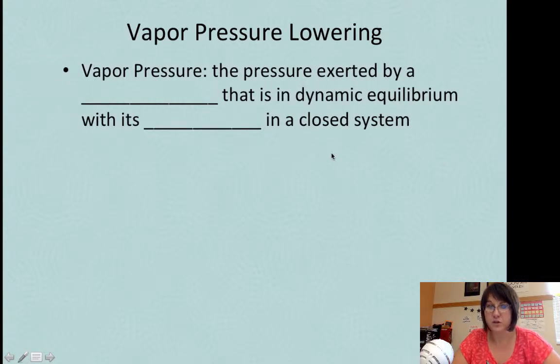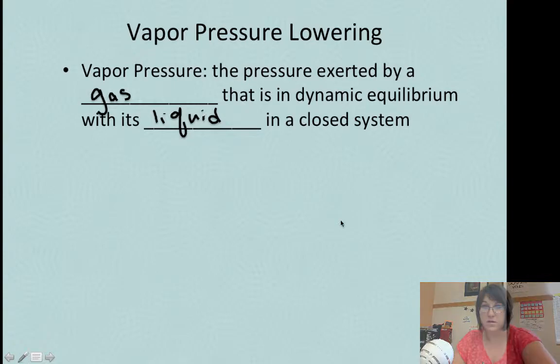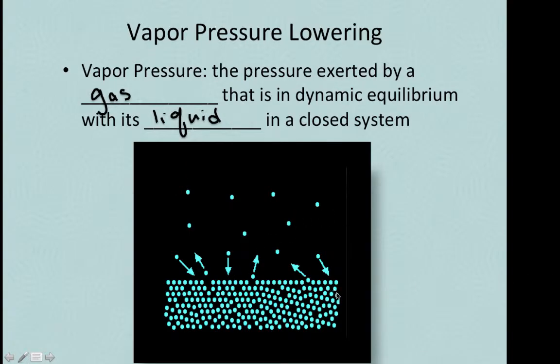Let's look at vapor pressure lowering specifically. Vapor pressure is the pressure exerted by a gas that is in dynamic equilibrium with its liquid in a closed system. So if you have a closed container and you have liquid particles at the bottom, some of those liquid particles evaporate and create a vapor phase or gas phase, right? And as those vapors bump into one another, some of them will return or recondense back into the liquid phase, and that's why it's called an equilibrium.